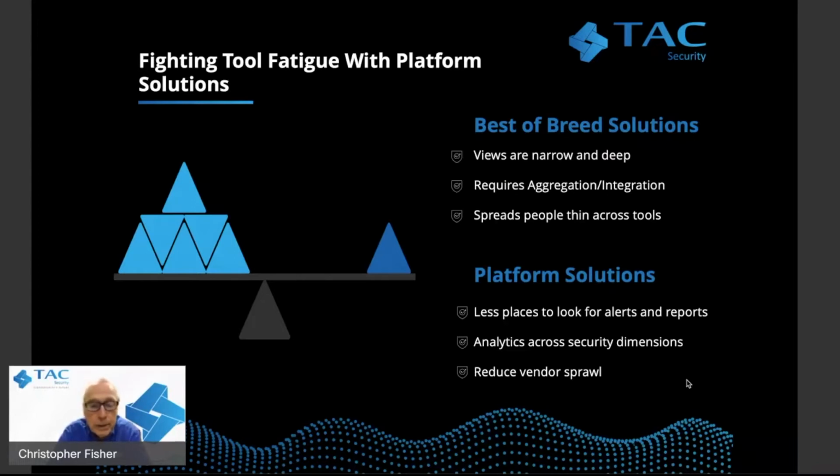So what we're seeing in the industry is that people are moving towards platform solutions or platform architecture, which means you've got fewer places to look for alerts and reports, and you've got analytics across multiple security dimensions, and maybe just less vendor sprawl overall.